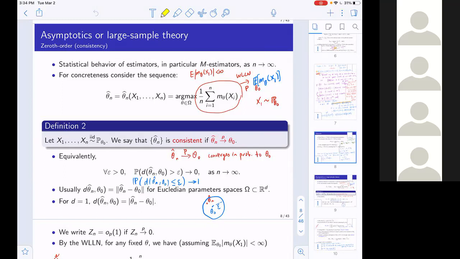If you have a sequence of estimators, you would say that the sequence is consistent for parameter theta naught if the sequence converges in probability to theta naught as n goes to infinity. The underlying assumption usually is that, let's say, x1 up to xn are IID from some model parameterized by some parameter theta naught. And so there's a sequence of estimators that converges to the true parameter.